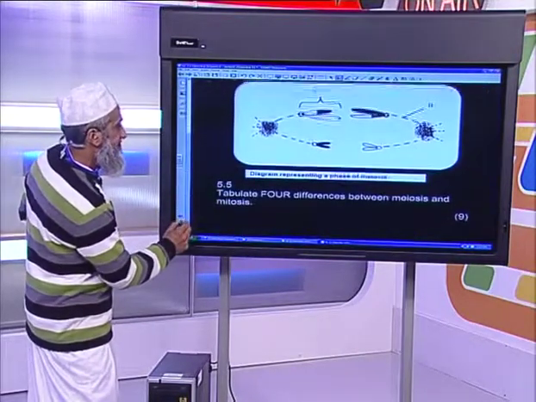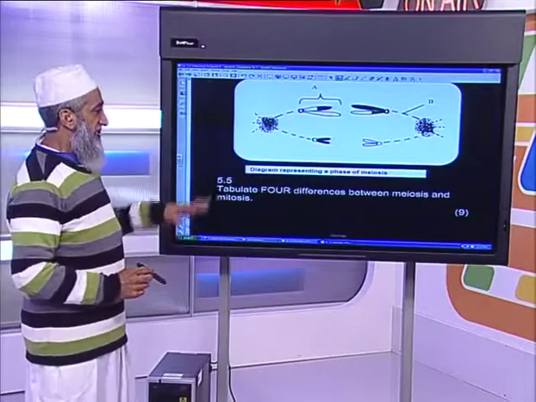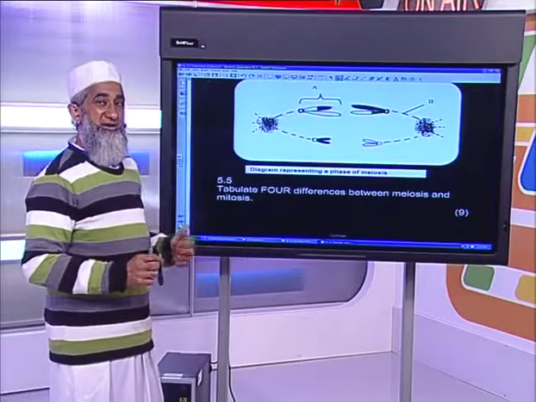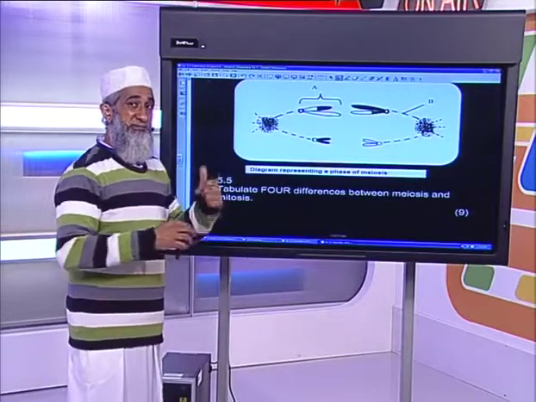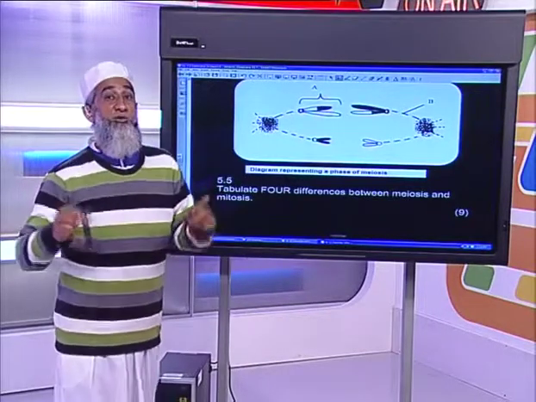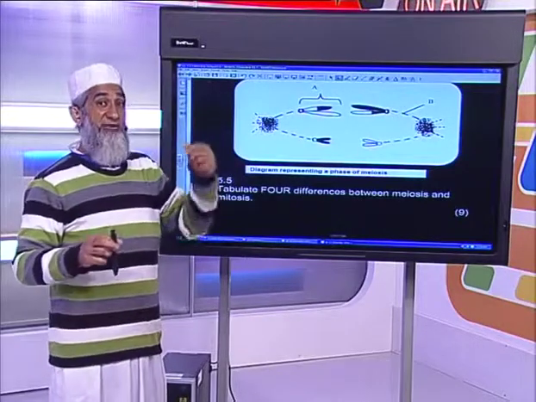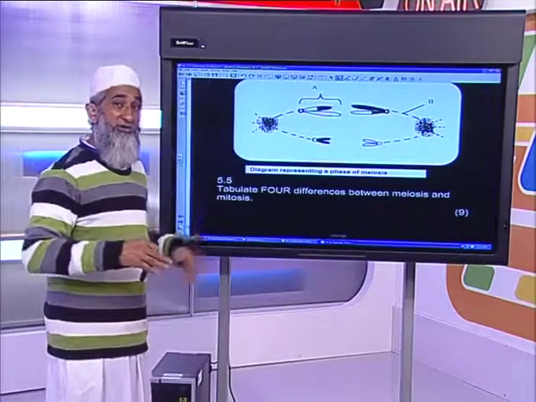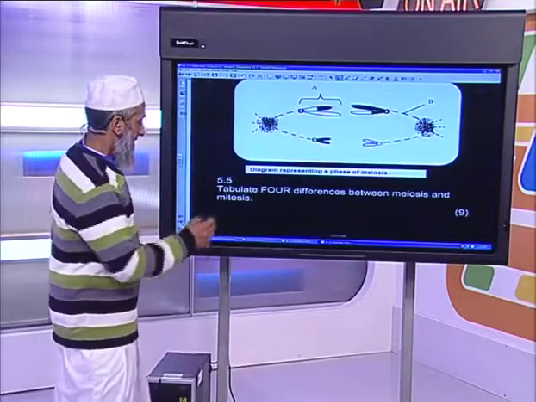Moving on, tabulate 4 differences between meiosis and mitosis. I told you this at the beginning, that you need to know the differences between meiosis and mitosis, and this is the time where you should be scratching your head and thinking, in grade 10, oops, that was a long time. For some of us longer, for some of us shorter, we know. So we need to know the differences.